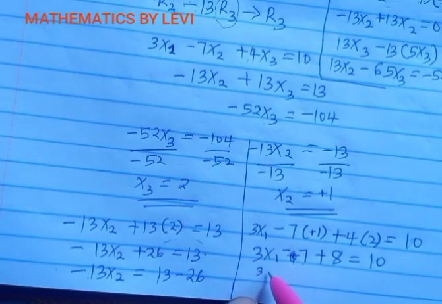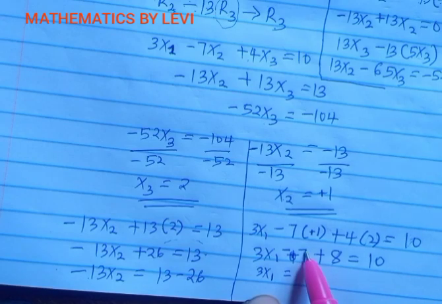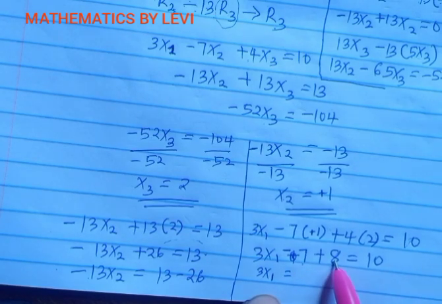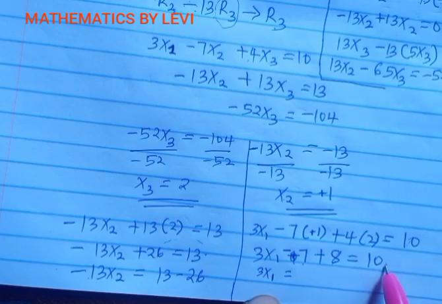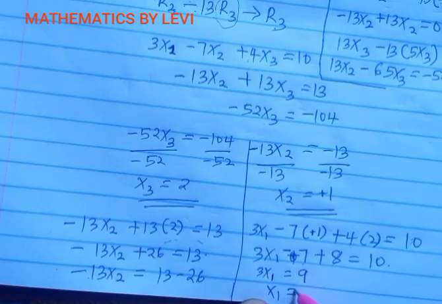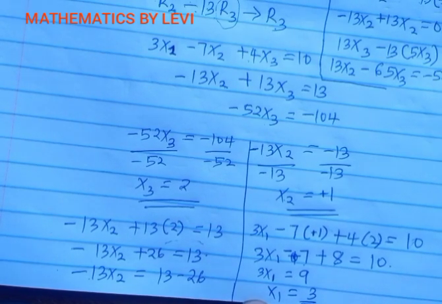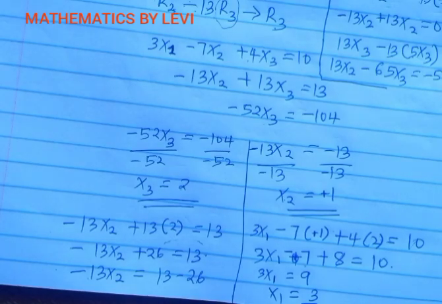So we have 3x1 equals to negative 7 plus 8. Negative 7 plus 8 is positive 1. So if I take that positive 1 to the other side, it will be a negative 1. So 10 minus 1 is 9. So therefore we have our x1 equals to 3. Now, ladies and gentlemen, that is how you can solve a system of linear equations using the Gauss elimination method.